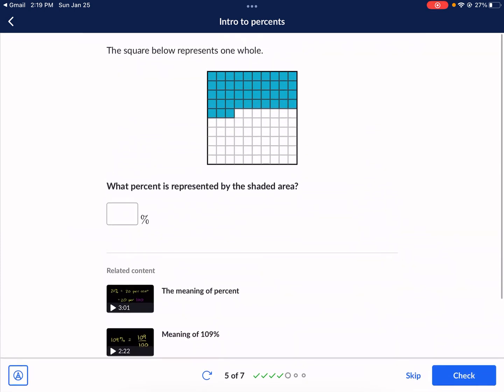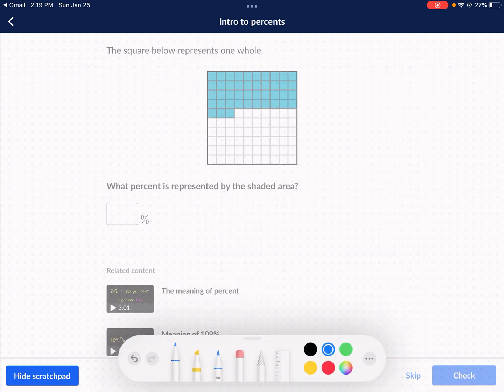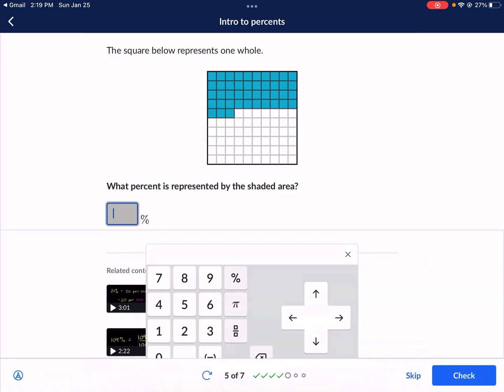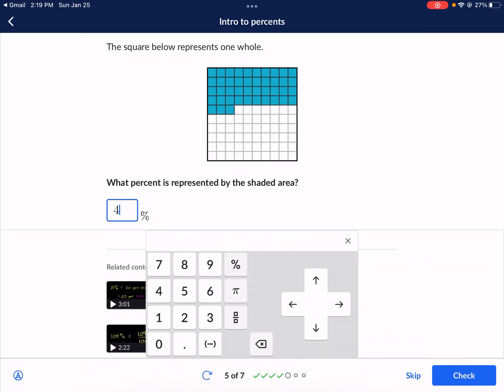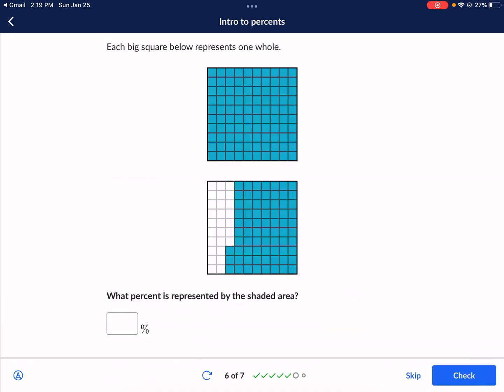Okay, so how many are in this one? Again, we're just doing more counting than anything. This is hardly math. So we have 40 plus 3. That's 43 out of 100, or 43 per 100, 43% is my answer. So 43%. You can tell because it's less than halfway filled, okay? And that's another way to think of it.